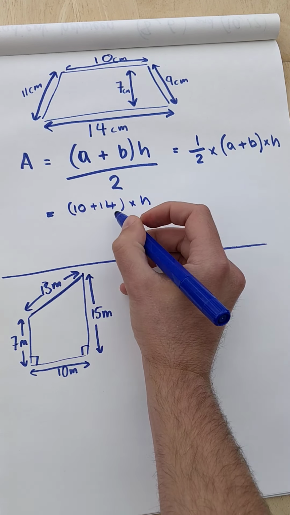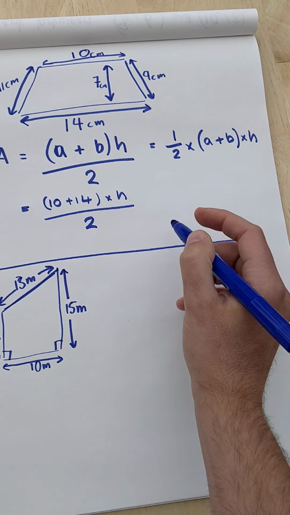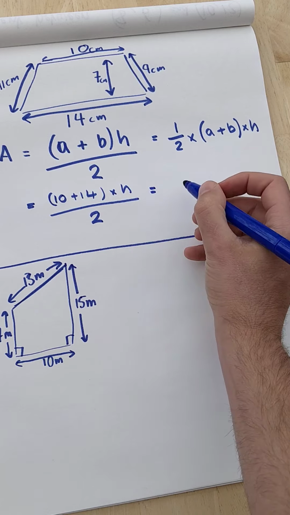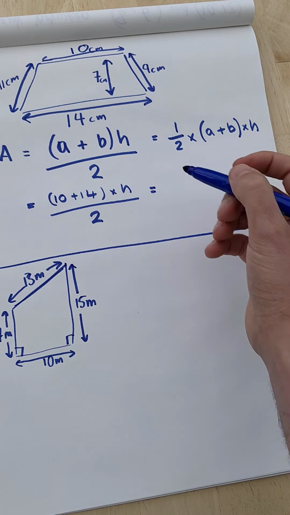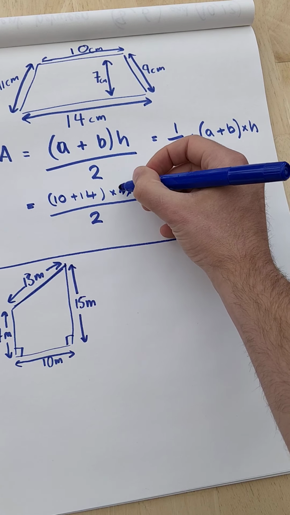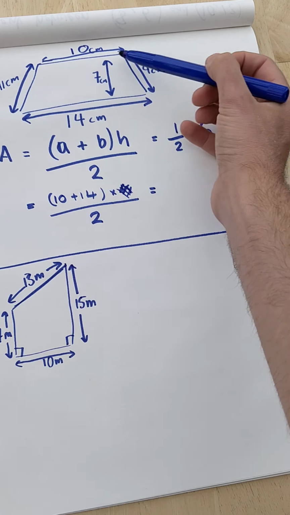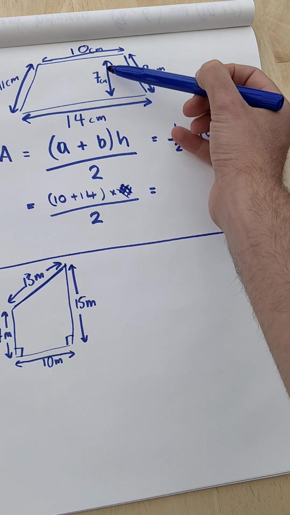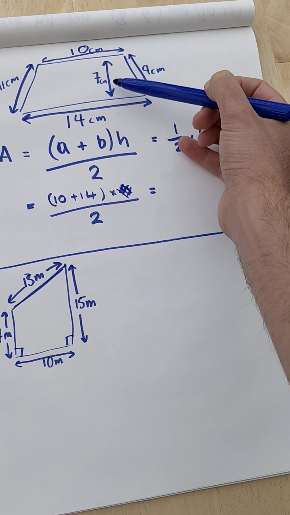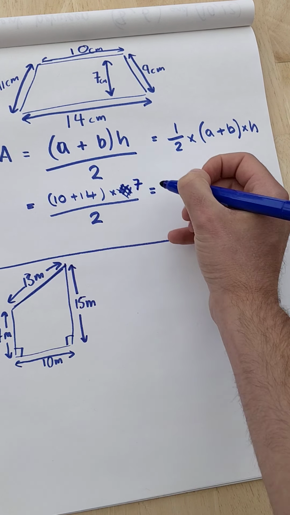times H over 2. And if I work it out, my H in this case is going to be 7. It's not these slanted lengths, it's this vertical height between the top and the bottom. So that would become 7.